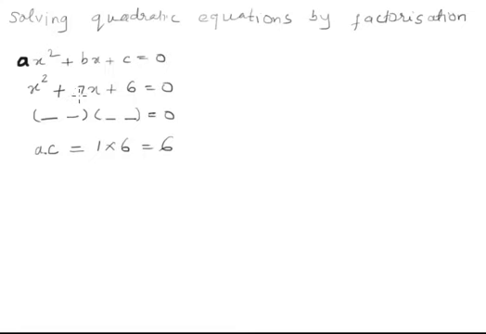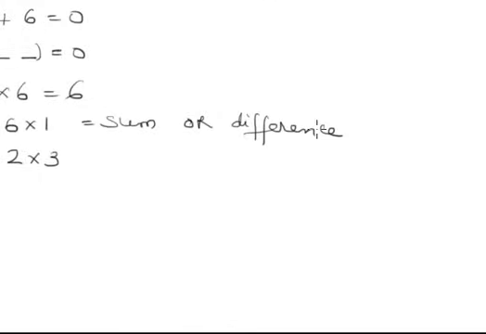The second step is to factorize this product, 6. If you look at the factors of 6, 6 times 1 is 6, 2 times 3 is 6. These factors should be such that their sum or difference should give the middle term. If I look at 6 and 1, 6 plus 1 is 7, which solves the given purpose. So 6 and 1 are the required factors.